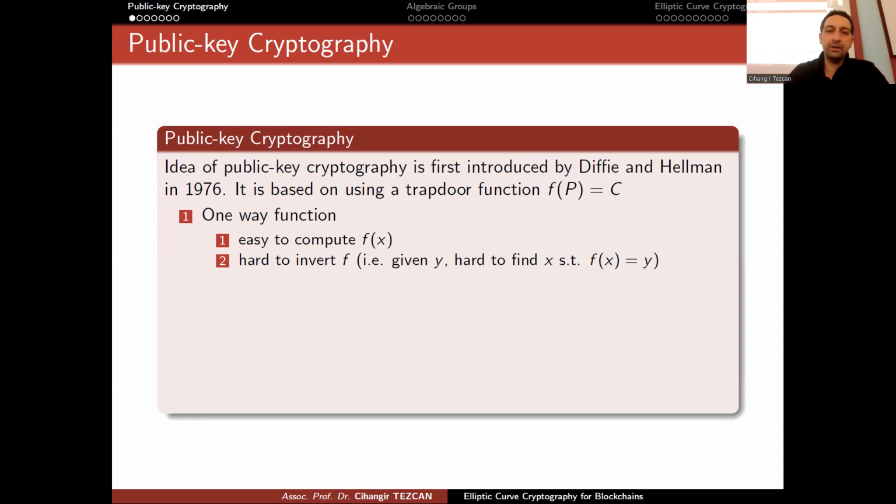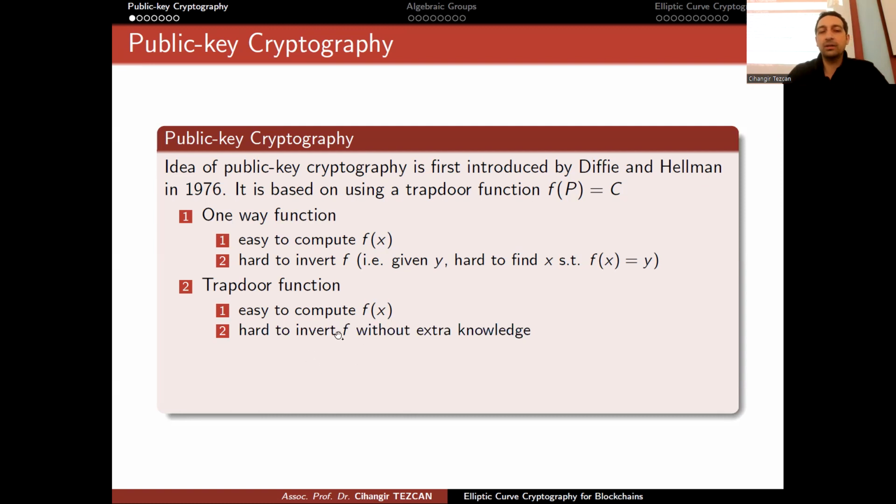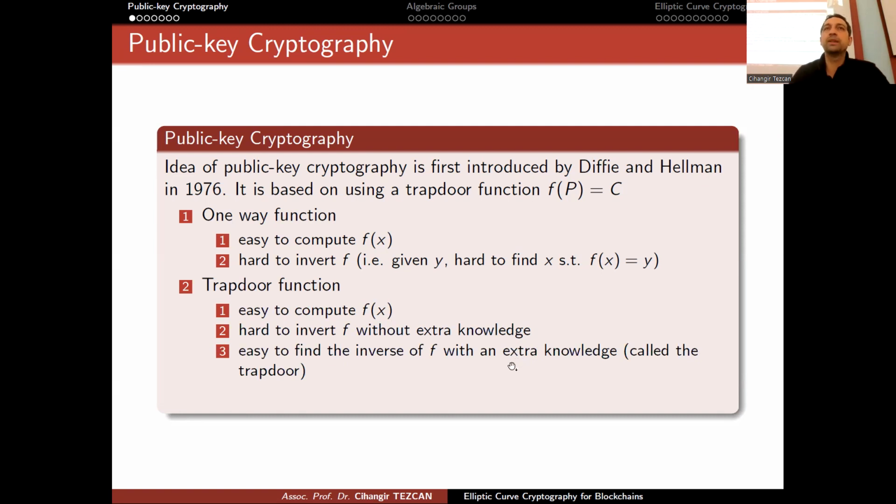Now, Diffie and Hellman introduced another function called trapdoor function. The idea is almost the same. So again, it is very easy to compute the output when you know the input. And it is hard to invert again without extra knowledge. But if you have extra knowledge, which we call the trapdoor, it is easier for you to invert it. So this idea is used in public key cryptography, okay? So this is why we will be talking about public and private keys.